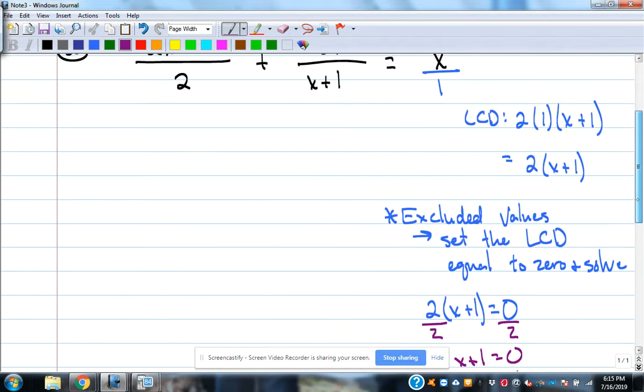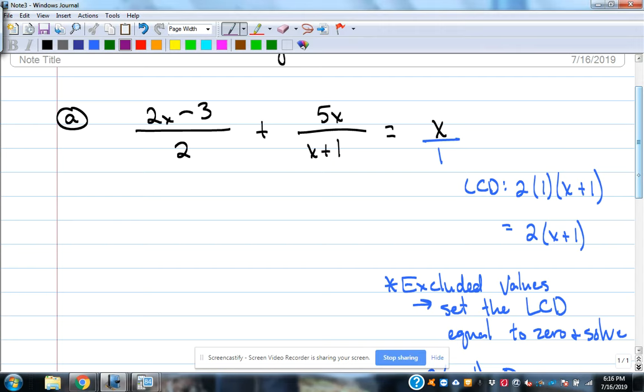Now let's go back up here and fix this equation with that least common denominator. The least common denominator, remember, is 2 parentheses x plus 1. So the first fraction needs what? It needs an x plus 1. So I'm going to multiply by x plus 1, top and bottom. I put the 2x minus 3 in parentheses so that I remember I'm multiplying that whole thing by x plus 1. The second fraction needs what? It's got the x plus 1 already, so it needs a 2, right? So I'm just going to multiply by 2.